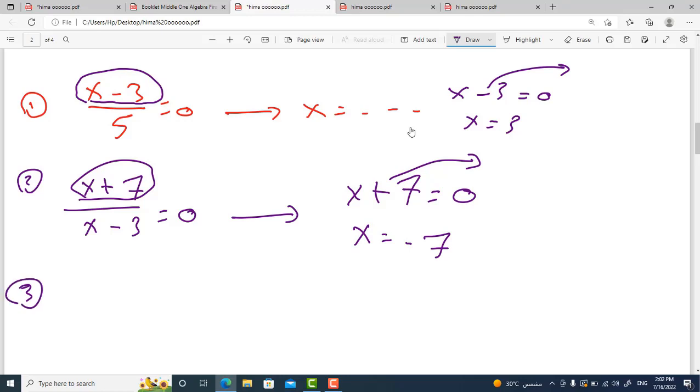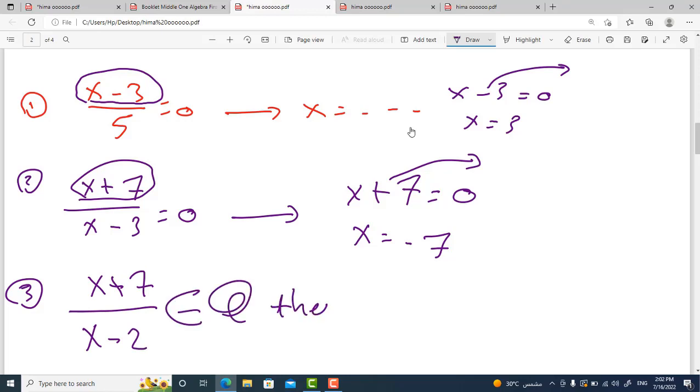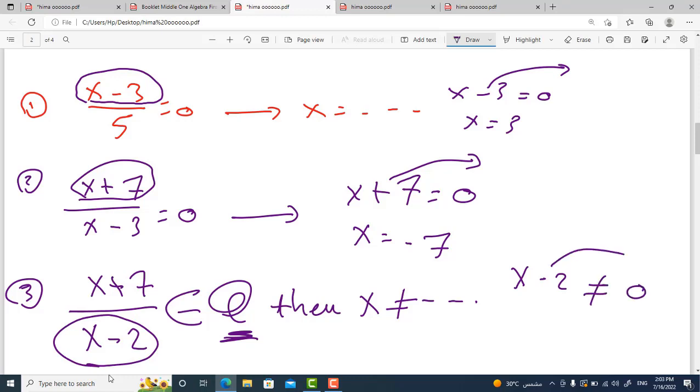But number 3 here, (x plus 7) over (x minus 2) belongs to Q. Then x doesn't equal what? Here I said belongs to Q, so my answer is in the denominator: x minus 2 doesn't equal 0, so x doesn't equal 2. That is about this point. Let's move on.